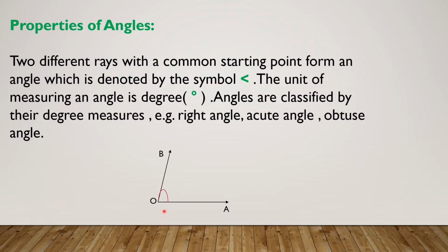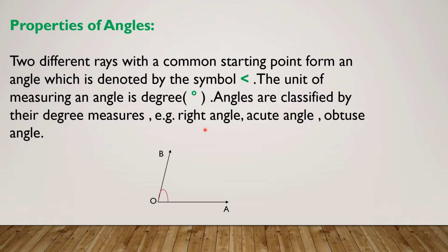Got it? Here we have two different rays and both have the same common point. At this common point, we form an angle. The angle is denoted by this symbol, just like this, angle O. The unit of measuring an angle is degree, and this is denoted by putting a small circle on your angle.